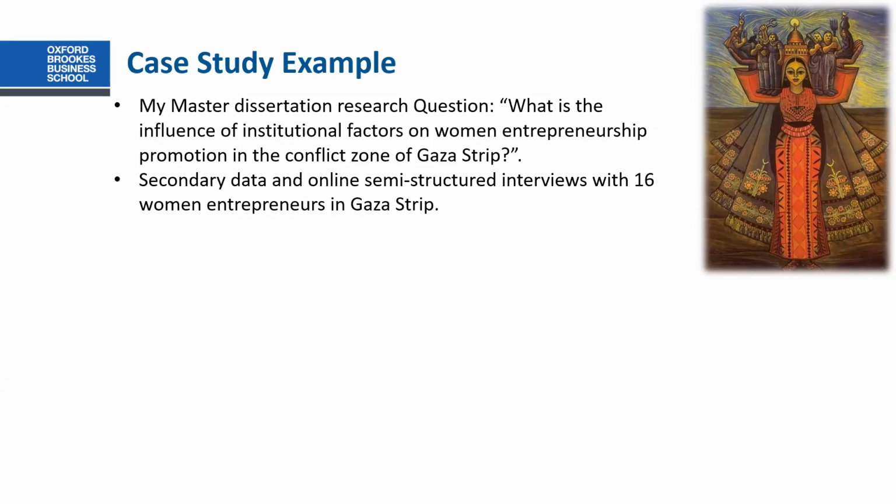So I tried to understand how the formal institutions, in terms of laws, finance, and public sectors, and also the informal institutions, in terms of perceptions and attitudes of the women, social networks, social norms, and family context, how those formal and informal institutional factors influence women entrepreneur promotion in the case of the Gaza Strip.